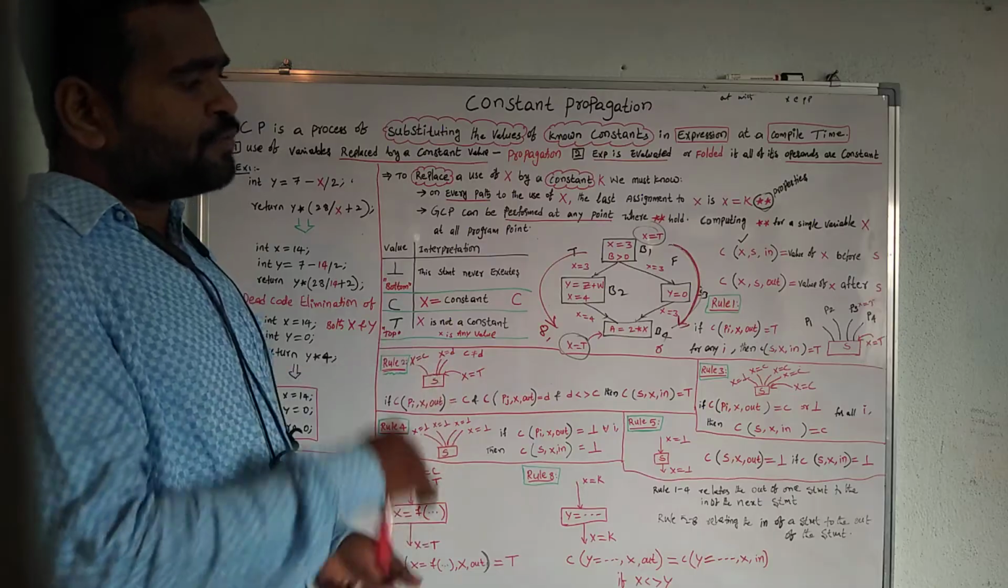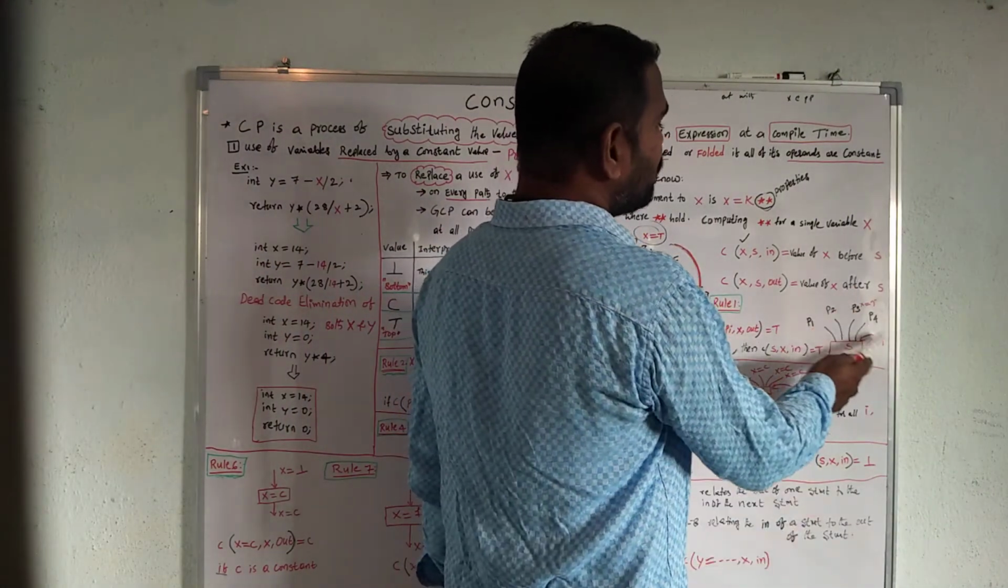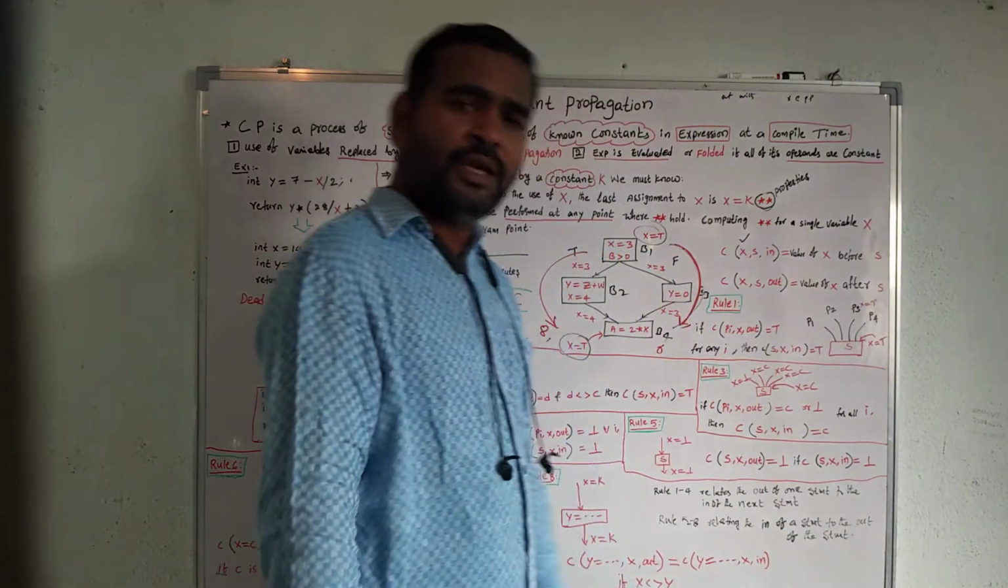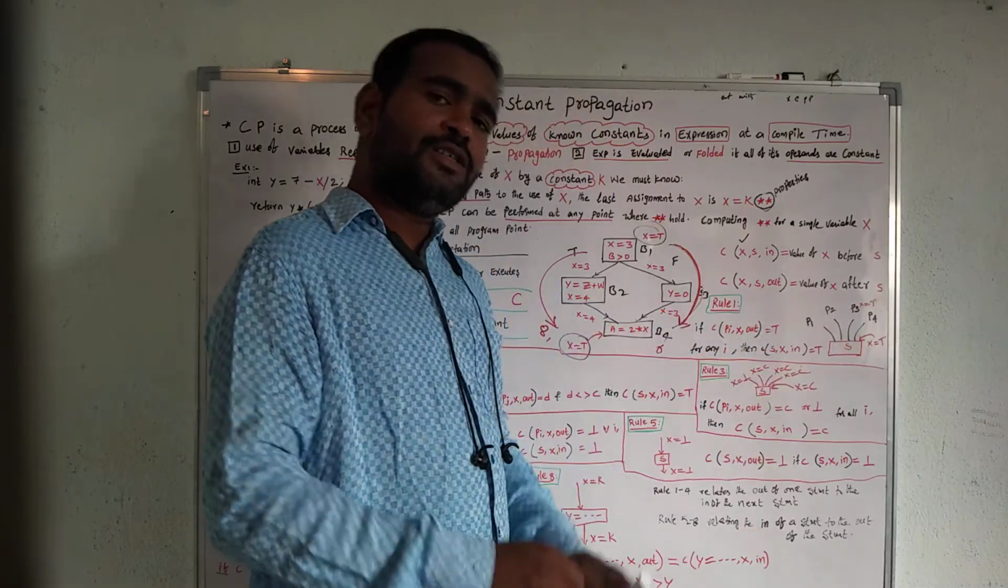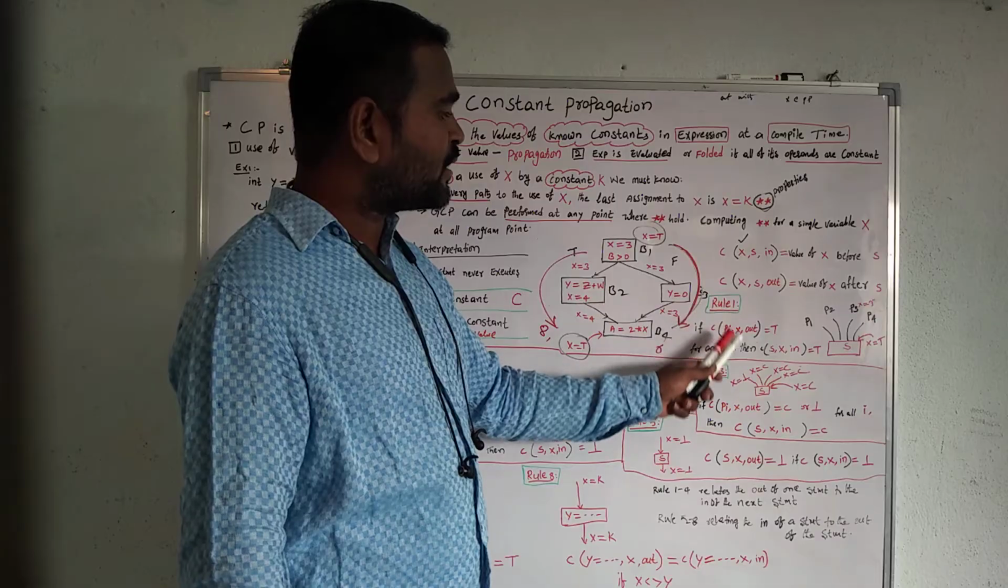So this means that if this predecessor statement is considered as x is equal to t before, and after this predecessor statement is also x is equal to t, that is the meaning of this rule 1.